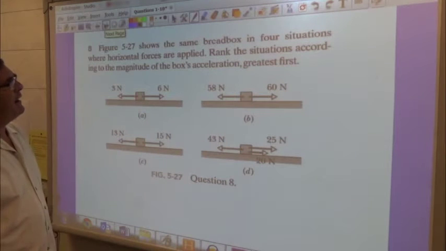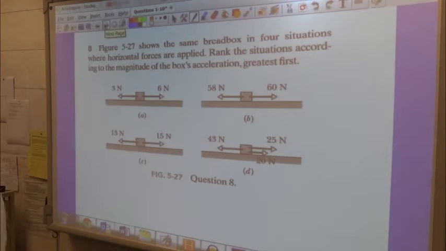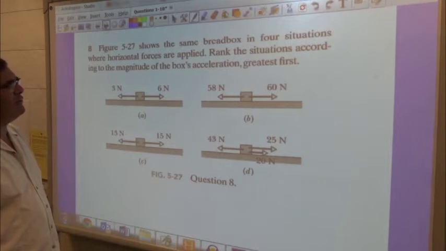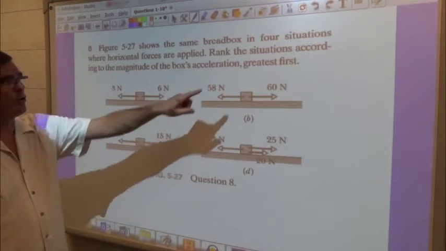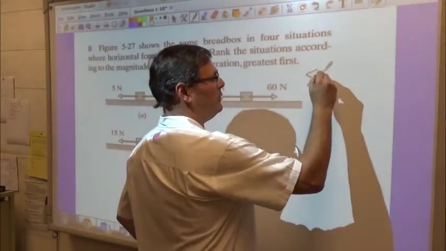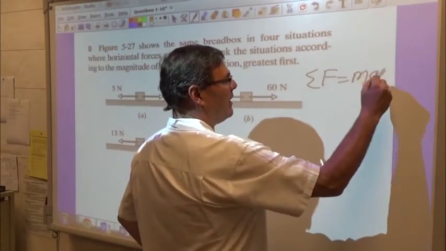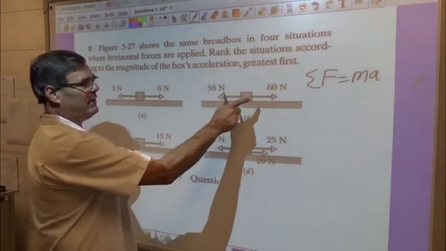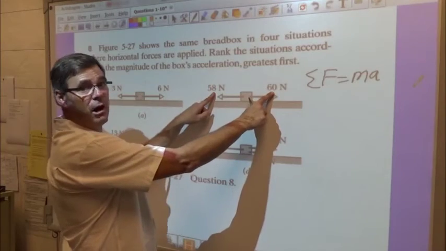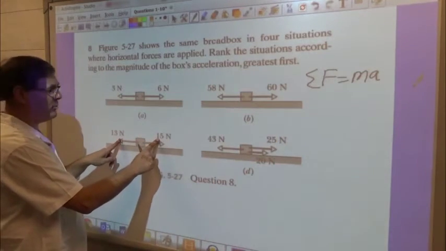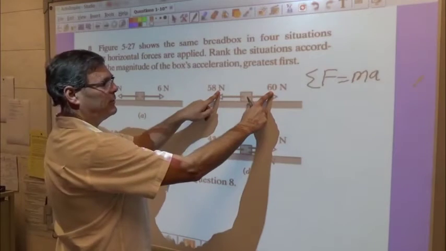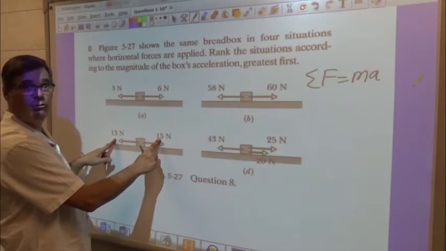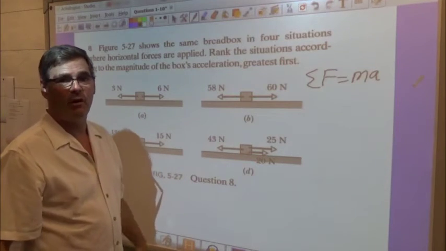Okay, question 8. A bread box where horizontal forces are applied. Rank the situations according to the magnitude of the box's acceleration, greatest first. So of course we're going to use the sum of the forces is equal to mass times acceleration. And it's important to note here that even though this situation has very large numbers compared to this situation, the difference between 60 and 58 and 15 and 13 is still 2 newtons. So the net force is all that matters.